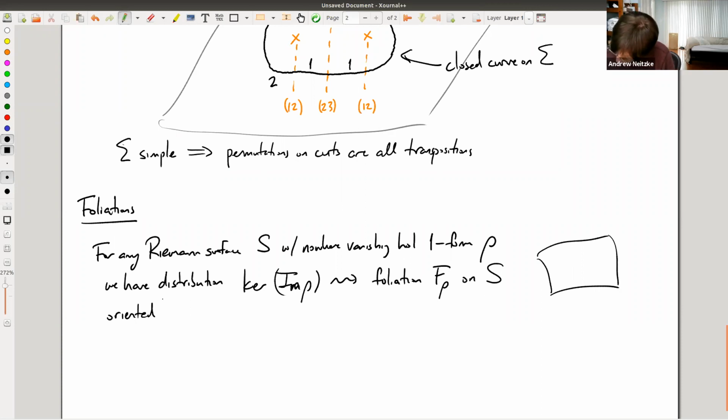So it's oriented by the real part of rho. Let me just say what I mean by that. The picture is going to be a foliation, in the ordinary sense. It's going to be an oriented foliation.